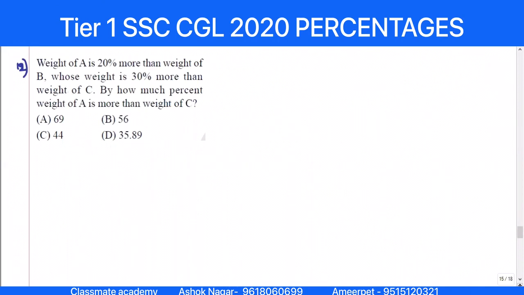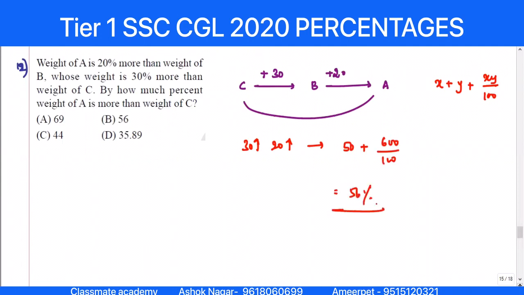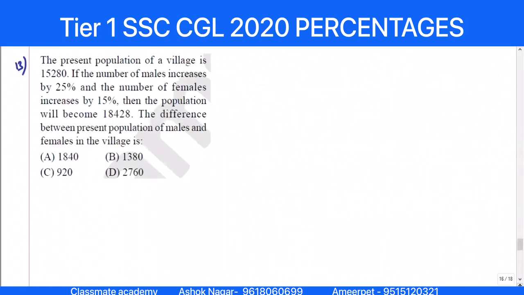Weight of A is 20% more than the weight of B, whose weight is 30% more than the weight of C. By how much percent is A's weight more than the weight of C? B's weight is how much more than C? 30%. A's weight is how much more than B? 20%. A's is how much more than C? Is it not a successive increase? Is it not asking you 30% followed by 20%? What is the formula? X plus Y plus XY by 100. It is 56. By looking at it, you can say 30% followed by 20% is 56%.